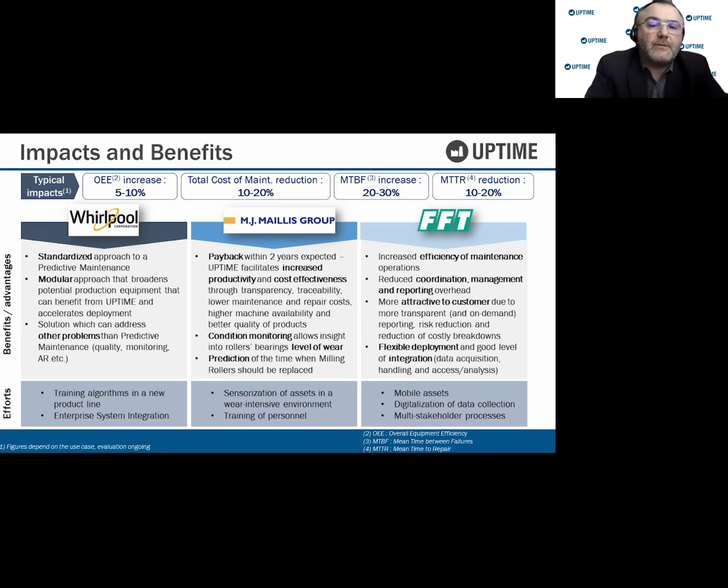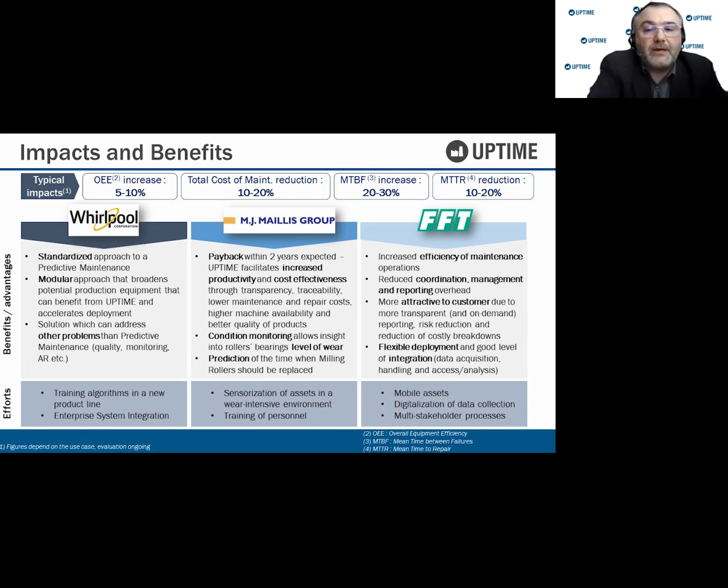What I'd like to talk about here is some of the benefits and advantages, and also the challenges or efforts that our end users have noticed in the use cases. So Whirlpool really appreciates the standardized approach to predictive maintenance that we have implemented, and also the modularity of the platform, which helps broaden the potential production equipment that can benefit from Uptime.